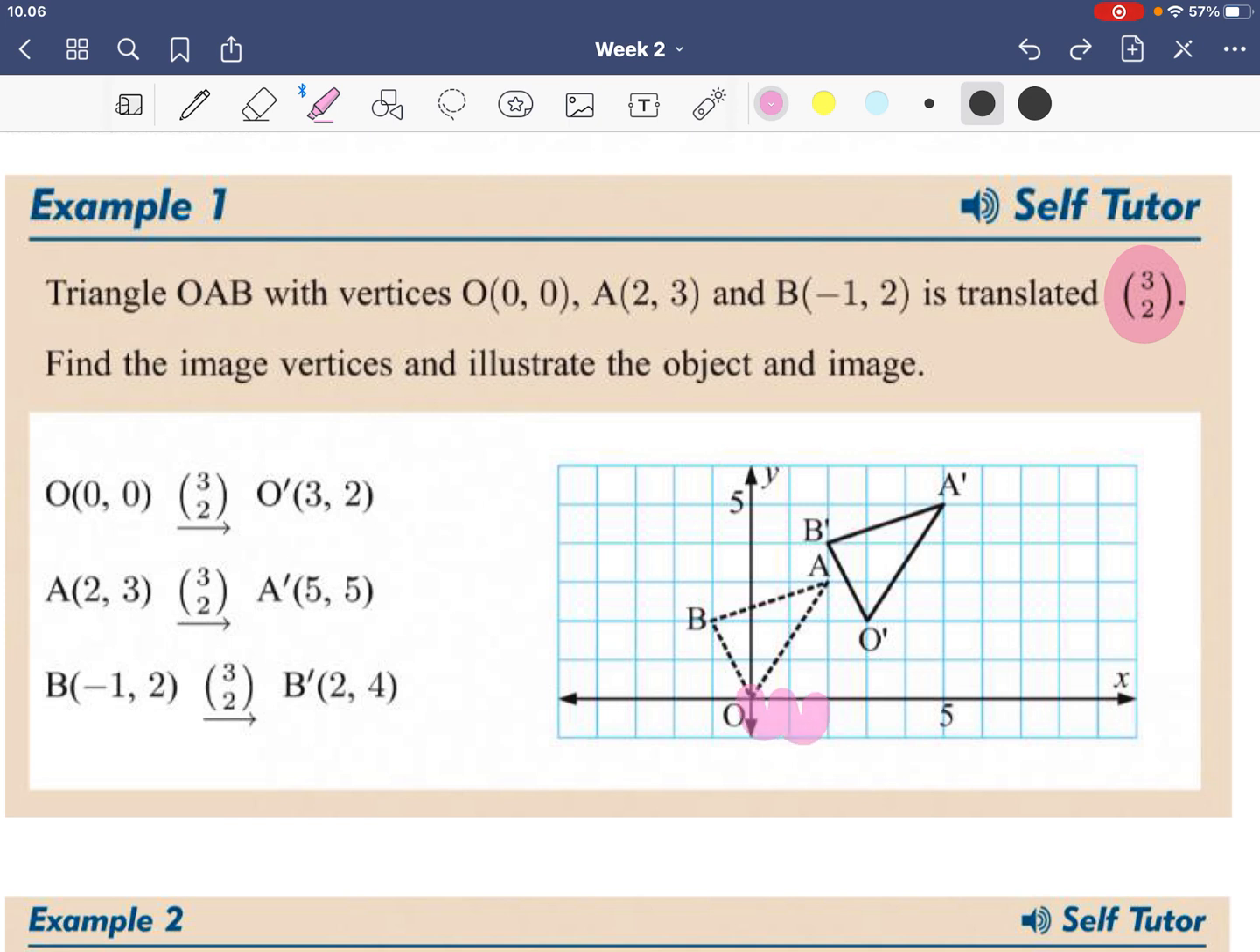So 1, 2, 3. 2 units up. 1, 2. That's right. That's where O prime is. So that's what we call the little apostrophe. So that's just indicating that's an image, right? It is not the original anymore. So it's O prime.